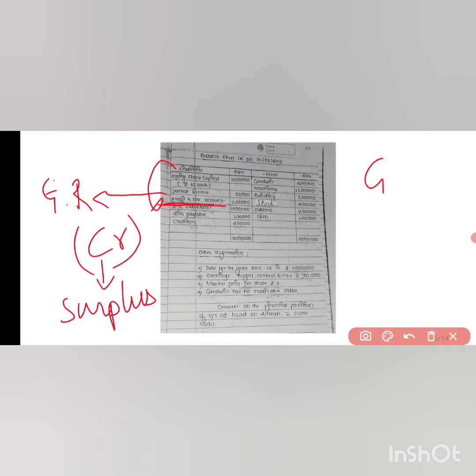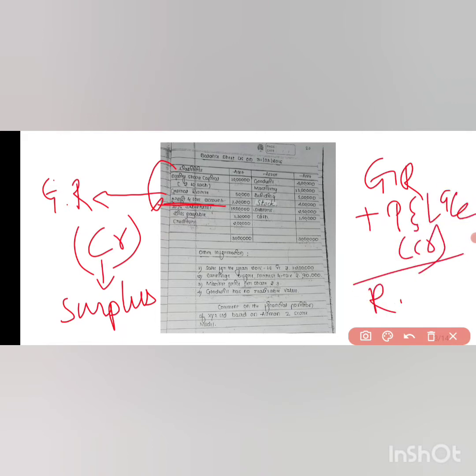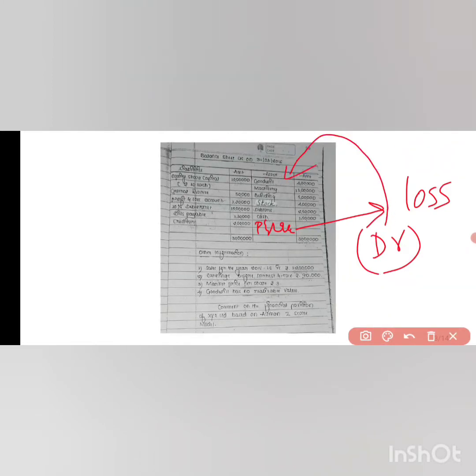Okay, so general reserve plus profit and loss account credit balance, together we call it retained earnings. If this balance is written on the asset side, profit and loss account, which means that this is a loss. It shows the debit balance, that's why they have written it on the asset side. If it is a credit balance, then they will obviously write it on the liability side. Clear with this? Fine.